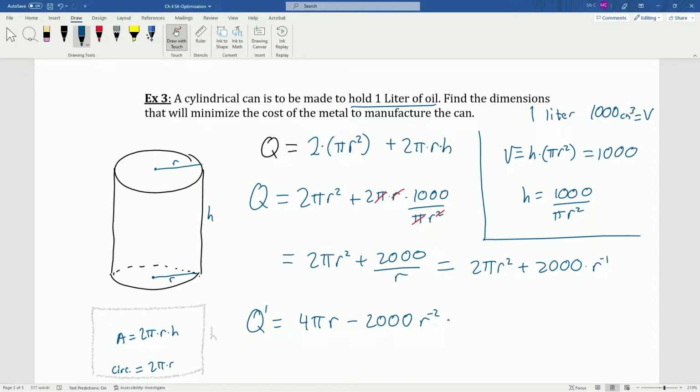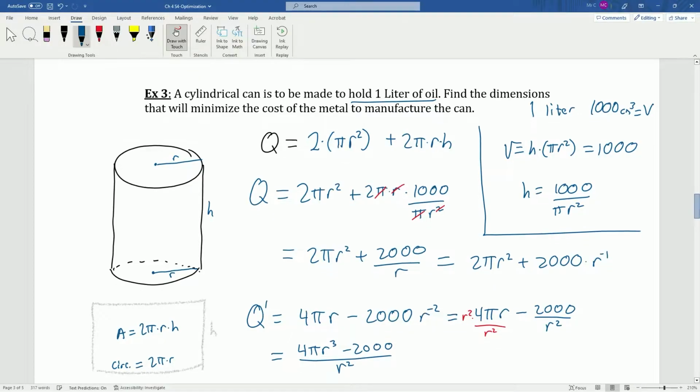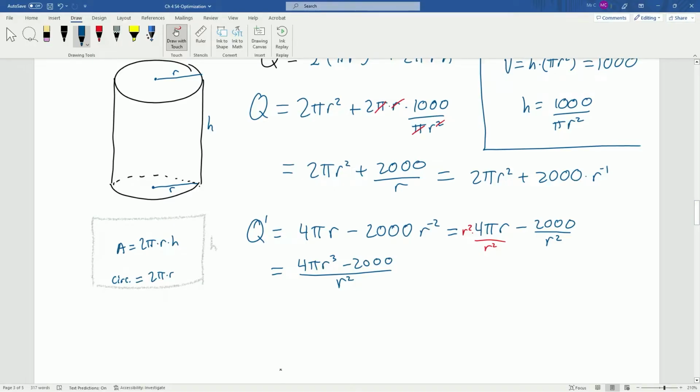And now to set this equal to 0, I'm really going to have to rewrite it. 4 pi r minus 2,000 over r squared. And I'm going to want to find a common denominator, so I'm going to multiply r squared top and bottom here. So this gives me 4 pi r cubed minus 2,000 over r squared. Okay, so when does this derivative equal 0? When the numerator equals 0.